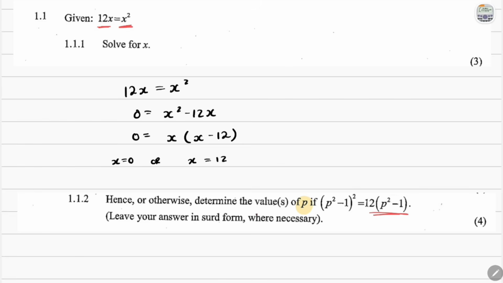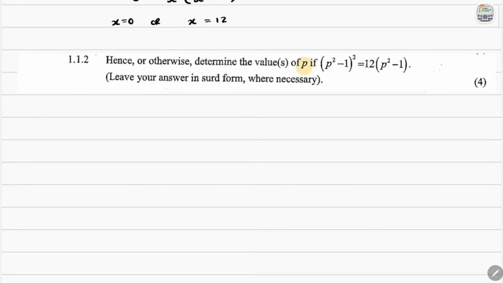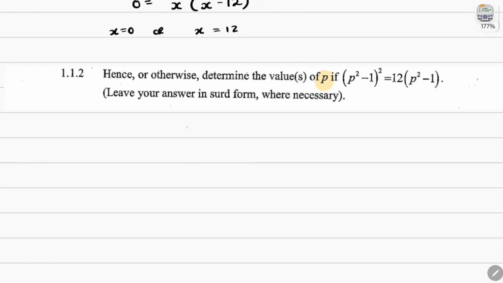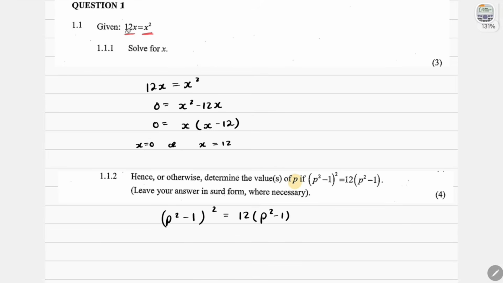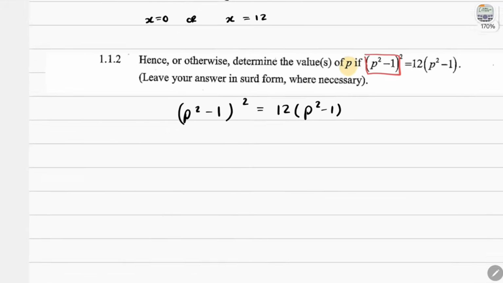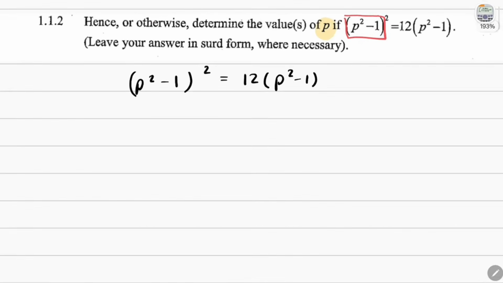And then we have x squared here, and then p squared minus 1 all squared. So what we could do to solve for this equation is let me just rewrite this equation first, okay? Since we can see that they're clearly just replacing this p squared minus 1, we're going to replace that with x because that's actually what is going on. That's x squared, that's p squared minus 1 all squared. So in place of p squared minus 1, we're going to replace that with x.